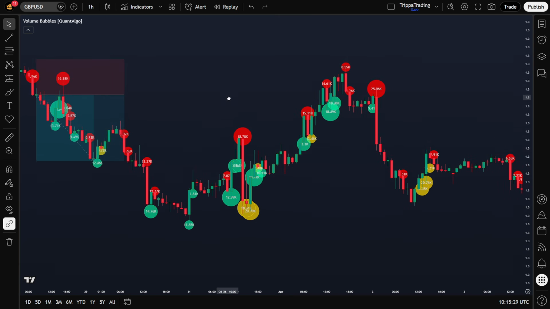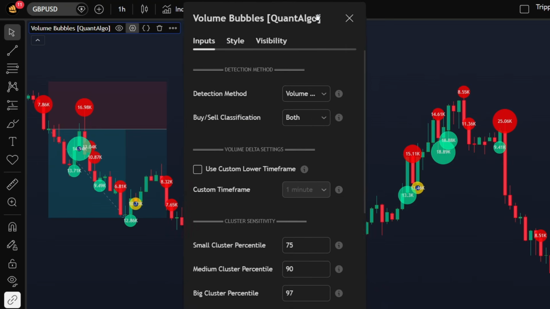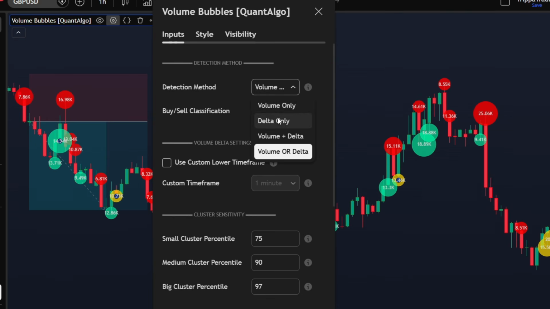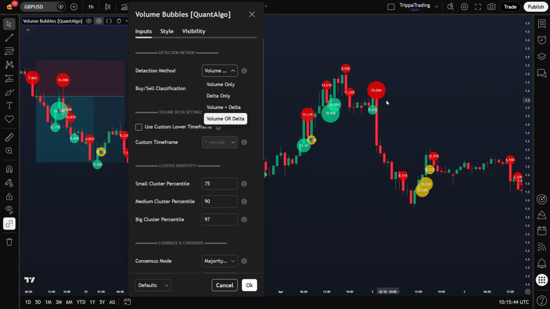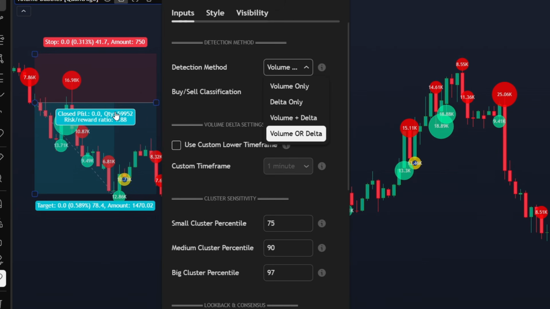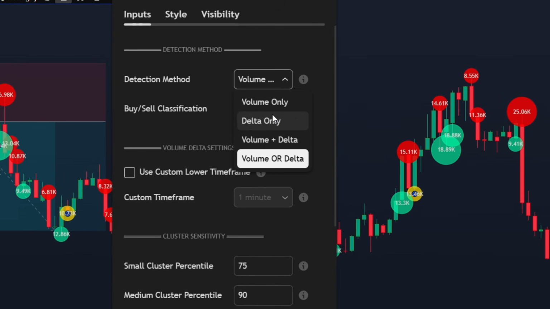Now let's go into one of the most important parts of this indicator, which is the detection method. If you open the settings again, you will see that this indicator gives you 4 different methods to choose from. And this part matters a lot, because depending on your trading style, strategy, and the kind of volume data available on your chart, the method you choose can completely change how the bubbles behave.